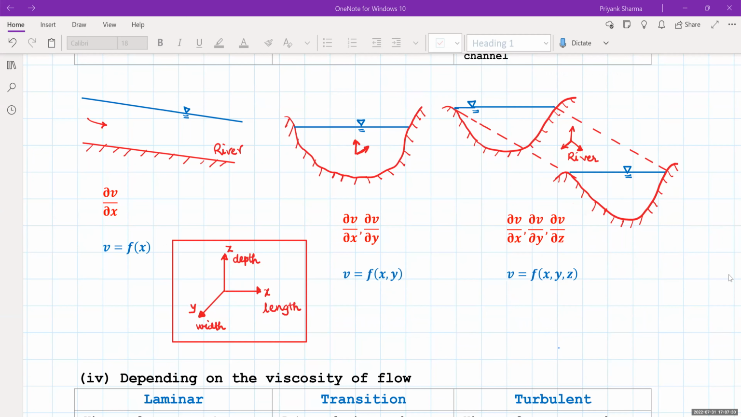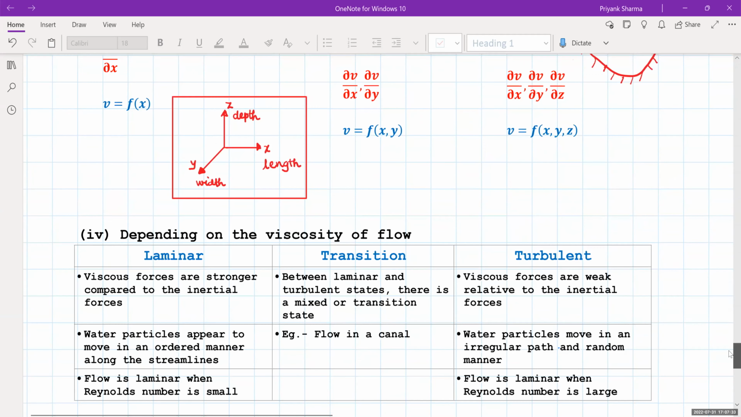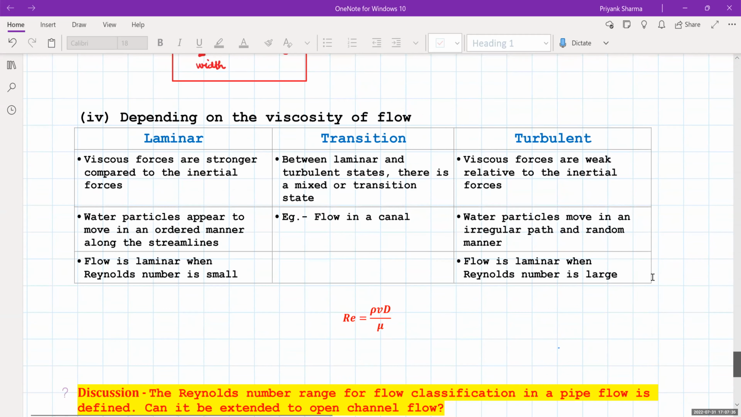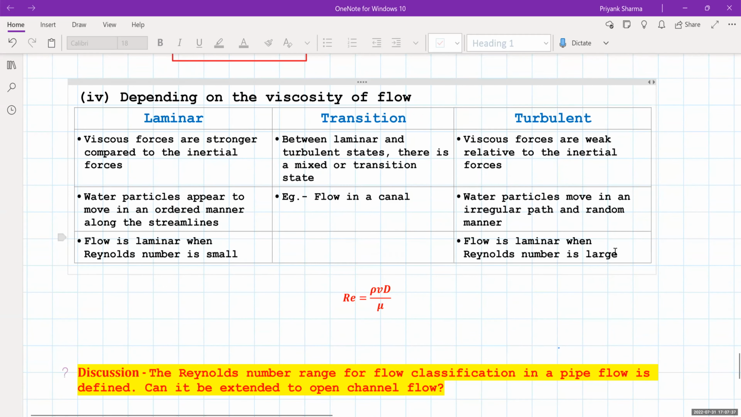Okay, and lastly, coming to the classification that is depending upon the viscosity of flow. So it can be classified as laminar, transition, and turbulent. You have already studied this in fluid mechanics, so just a quick recap. In laminar flow, your viscous forces are stronger compared to the inertial forces, and in case of turbulent flow, the viscous forces are relatively weaker compared to the inertial forces.